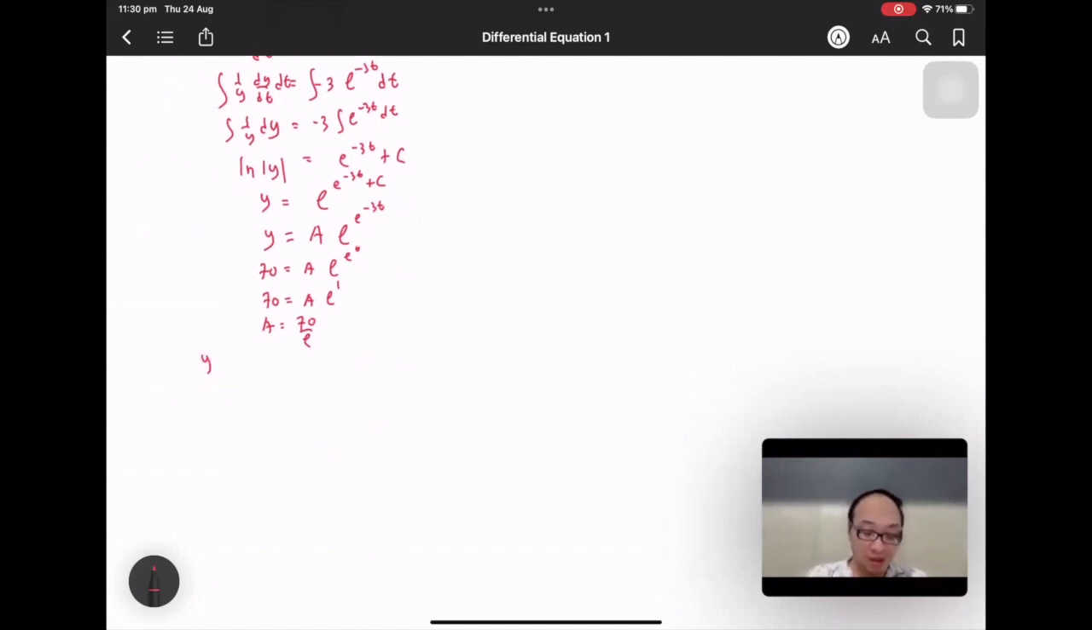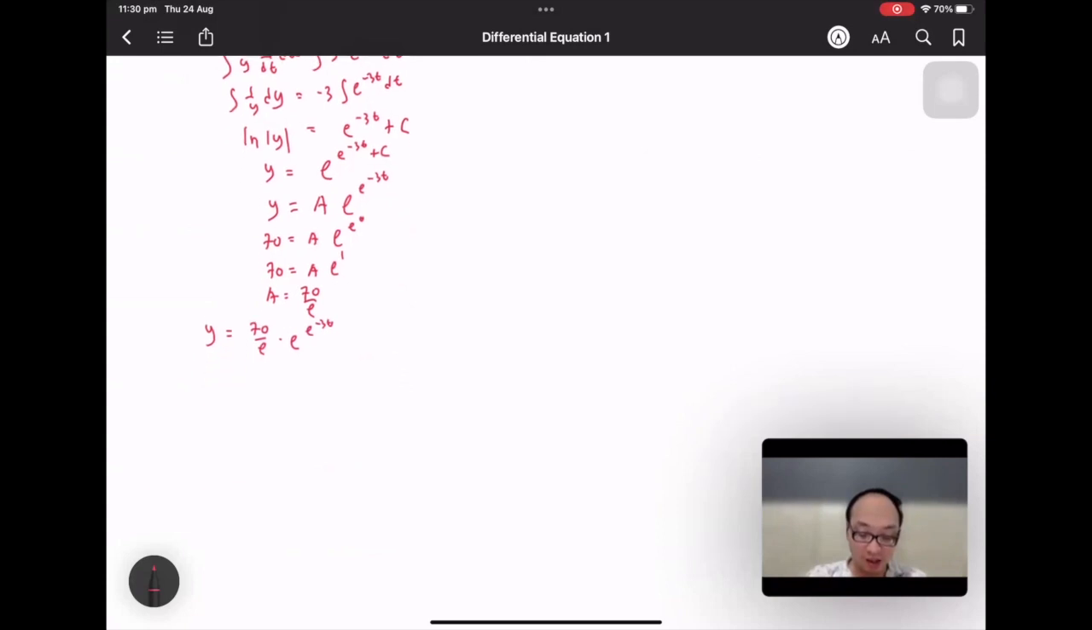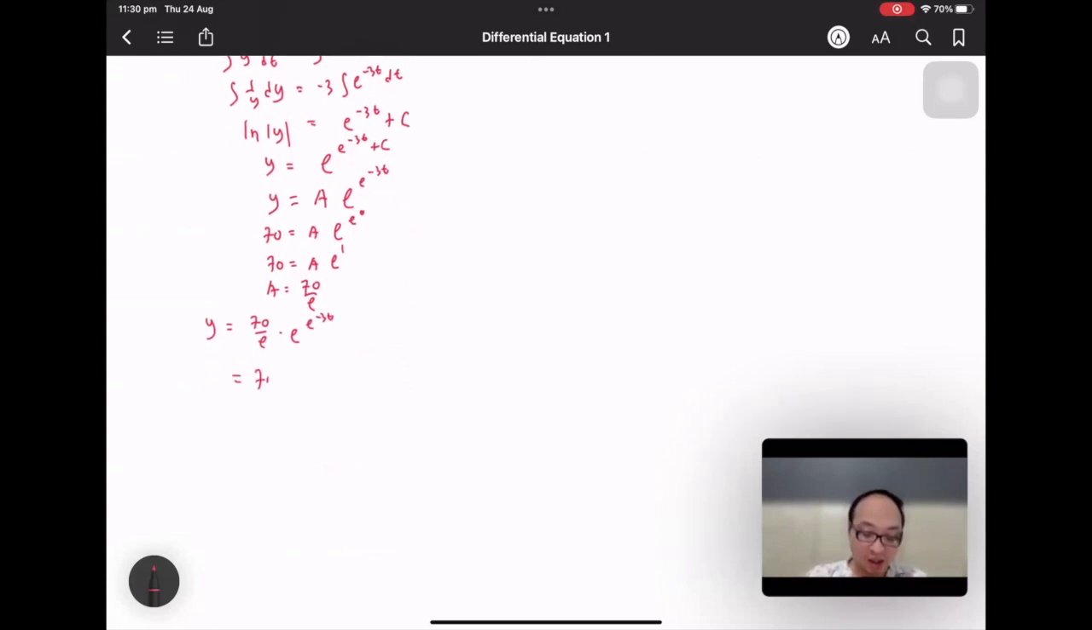So that means I will have y equals 70 over e times e to the power of e to the negative 3t. So I can rewrite it as y equals 70 e to the power of e to the negative 3t minus 1. This is the solution.